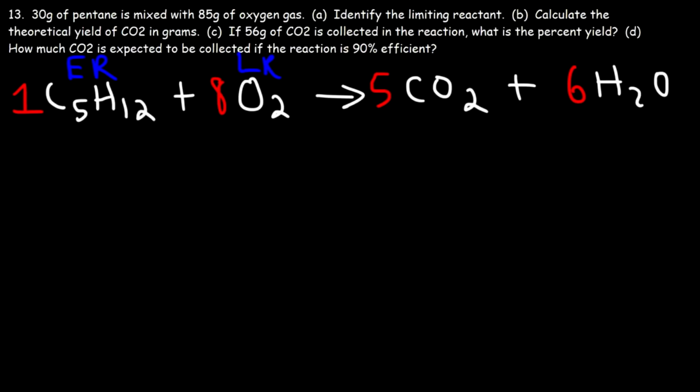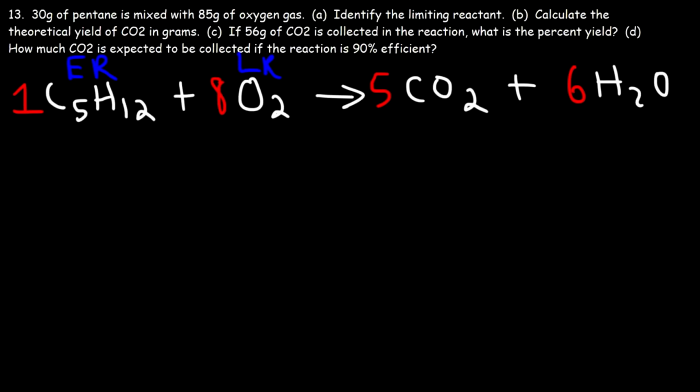Now let's move on to part B. Calculate the theoretical yield of CO2 in grams. So the theoretical yield is the maximum amount of CO2 that can be produced in this reaction. To calculate it, we need to convert the grams of the limiting reactant to the grams of CO2. Now, there's a way in which we can get the answer for part B and A at the same time without doing what we did in part A, without calculating the mole per coefficient ratio.